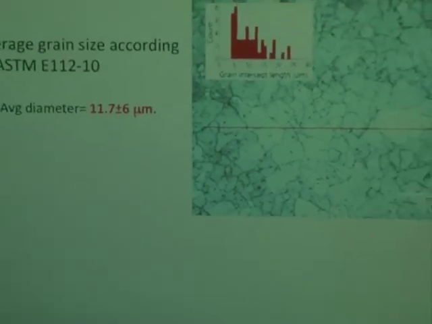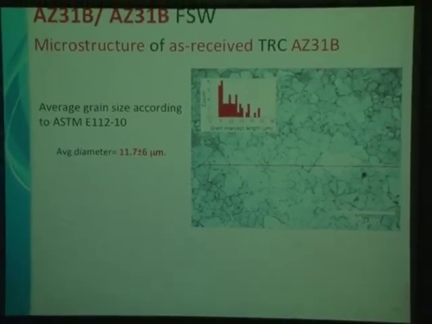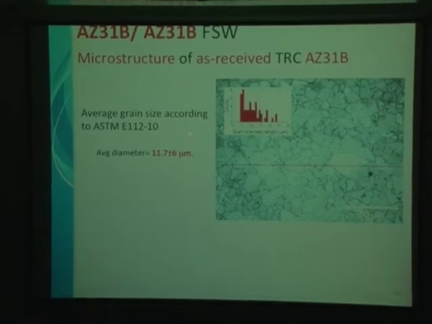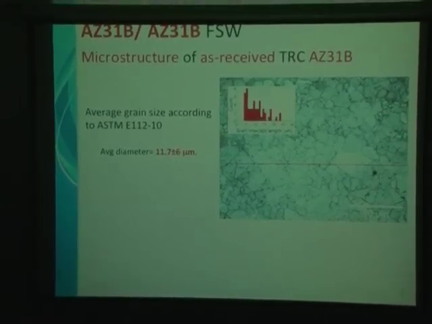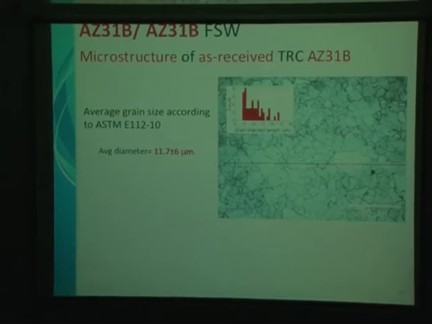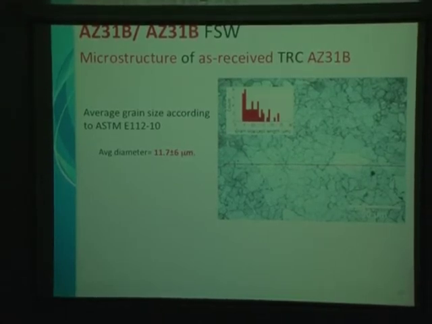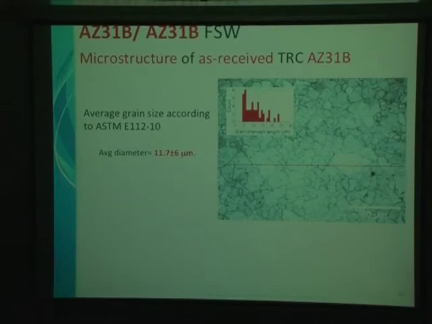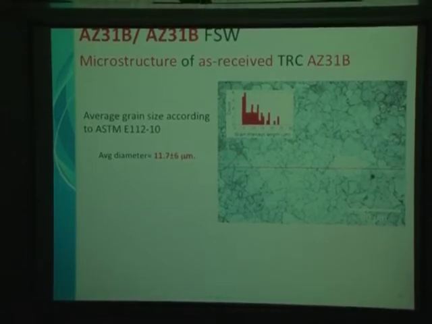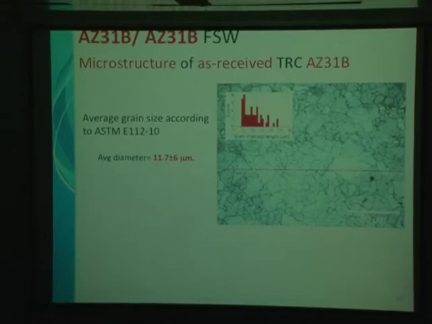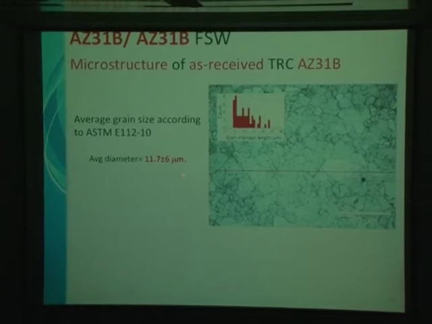We examined more the grain structure. We plotted again a histogram for the grain structure. We found out this is what we call TRC magnesium. This is roll cast, twin roll casting. So really it's a molten metal that goes to solid very, very quickly, in one process. This twin roll cast magnesium is received by us at about 11.7 plus or minus 6. So there's a lot of scatter in the data, as you can tell by this histogram.